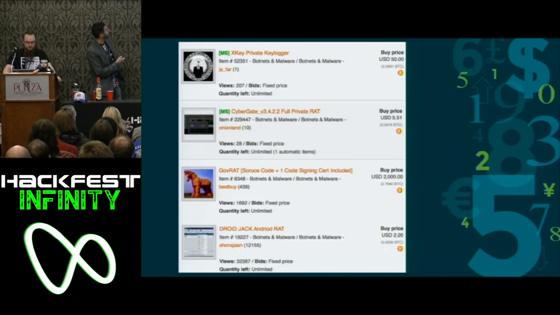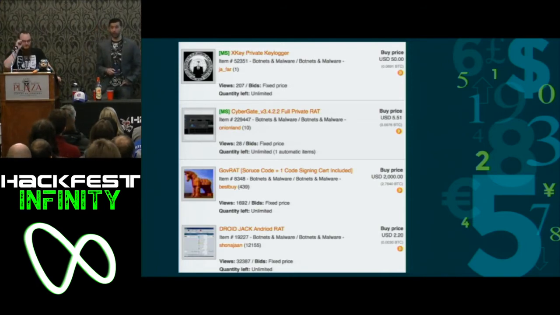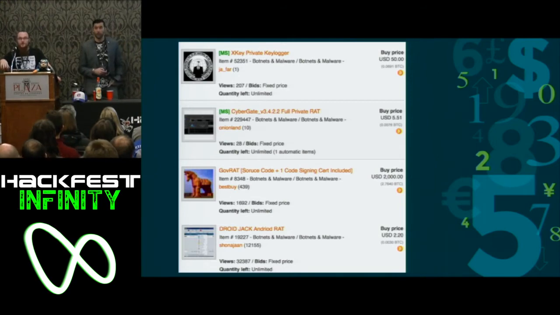So what we're looking at here is GovRat, where you get the source code and a code signing cert for it. You're effectively the owner of this previously unknown rat. He also offers live support. Legit live tech support. If it doesn't work, or if you find a bug, he'll shoot you an update. He'll remote into your system for you and help you with everything. Call you on the phone.